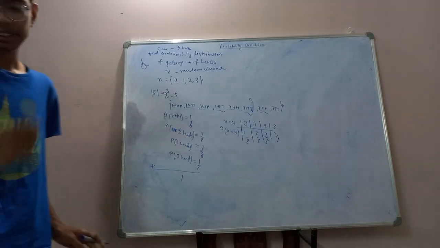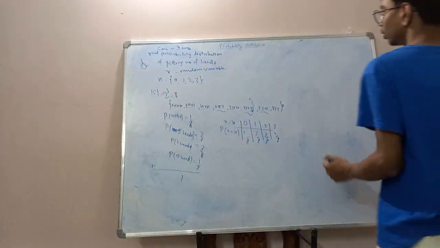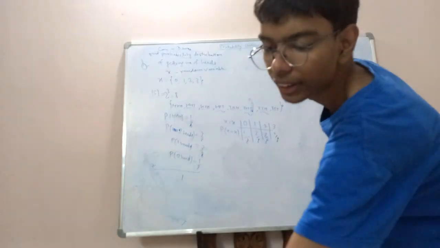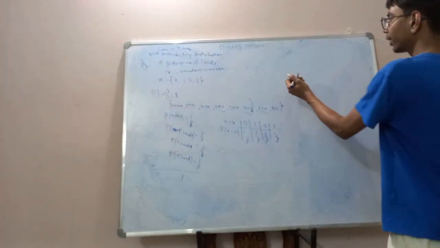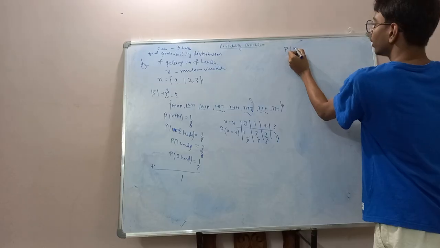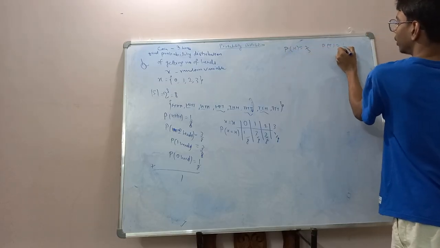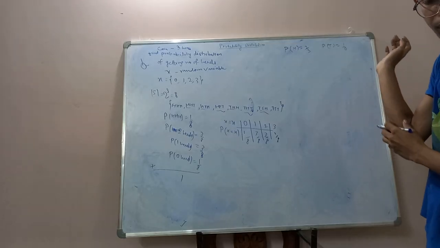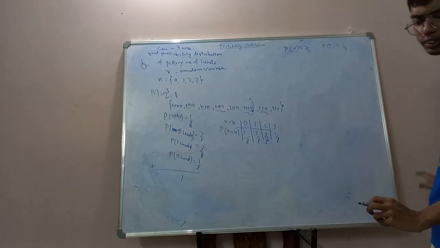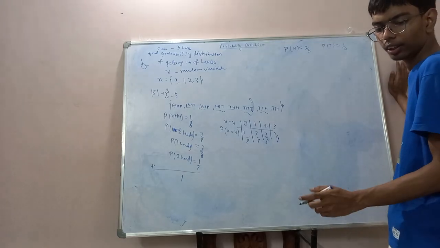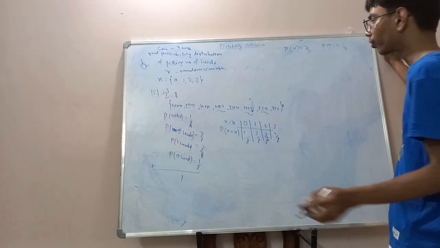Now we will discuss the next question. I have a coin which is weighted so that the probability of getting a head is 2 by 3 and the probability of getting a tail is 1 by 3. Now I have to again make the probability distribution of getting the number of heads.